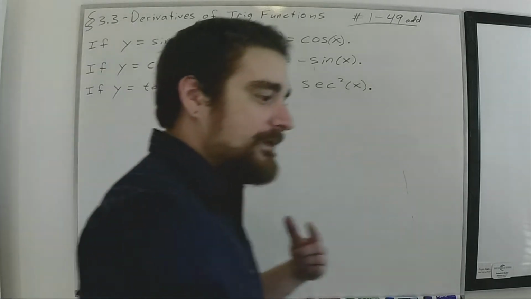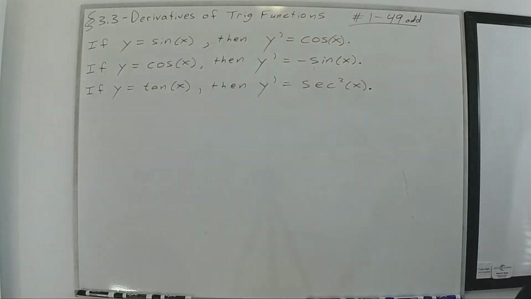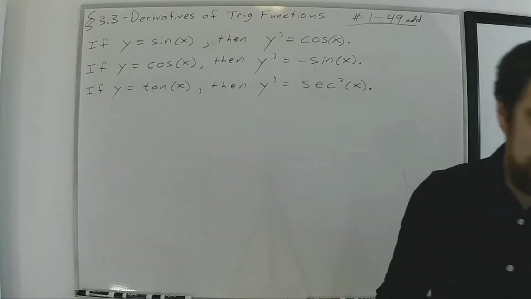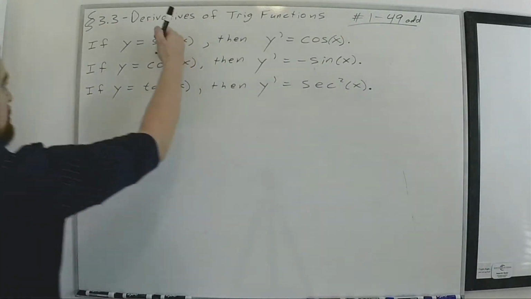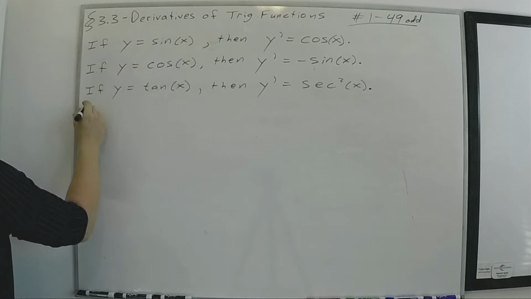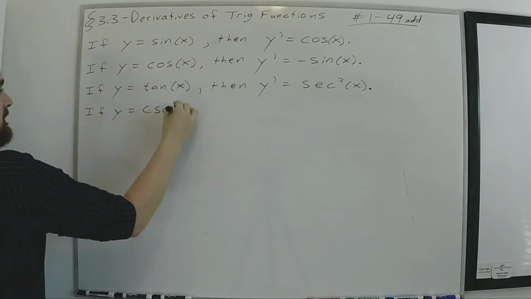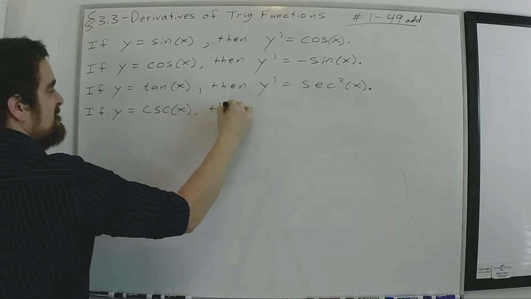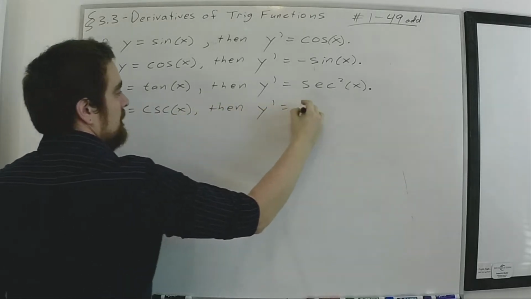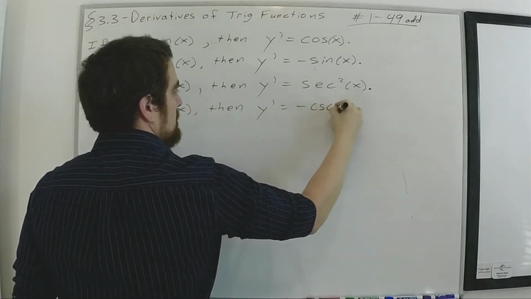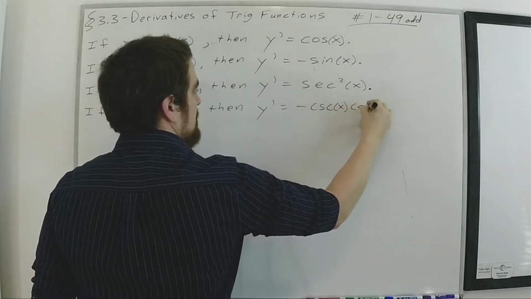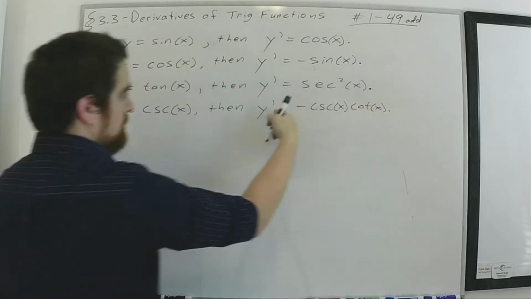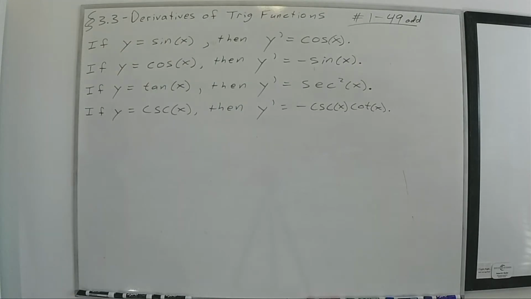Now, we can look at the reciprocal functions as well. When we look at cosecant of x, cosecant is the reciprocal of the sine function. So if y is cosecant of x, then y prime is negative cosecant x times cotangent x. Okay, you can see that the reciprocal functions are a little more involved.